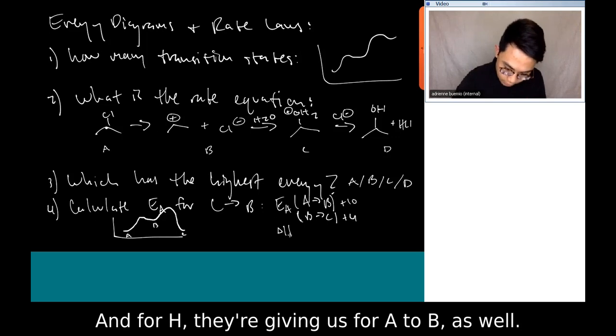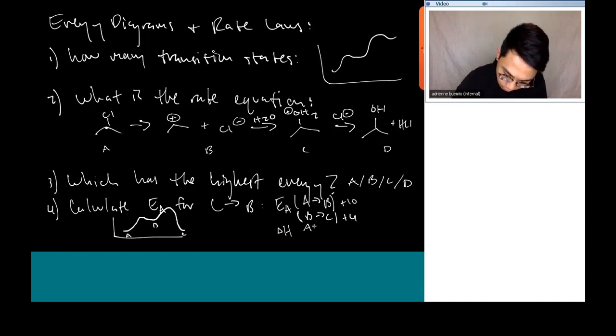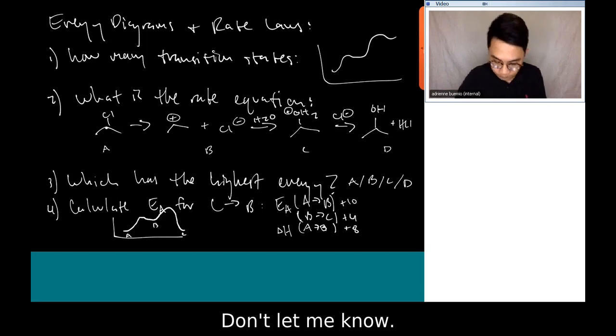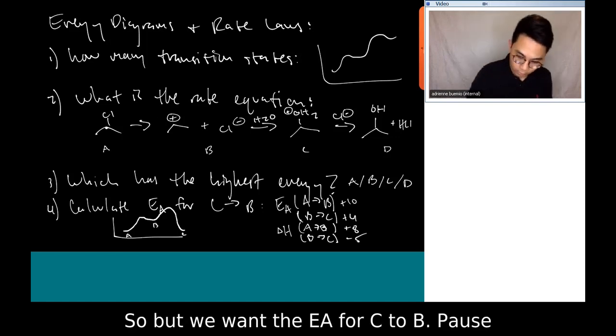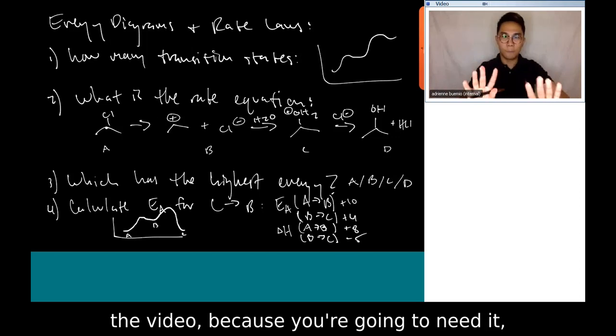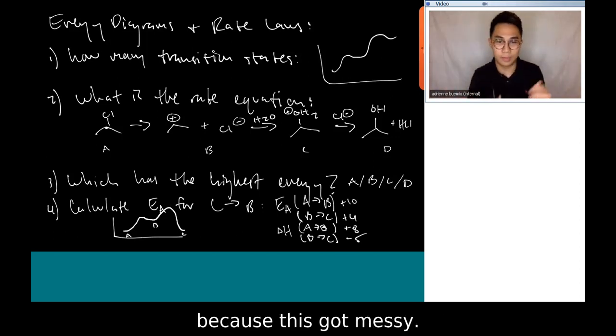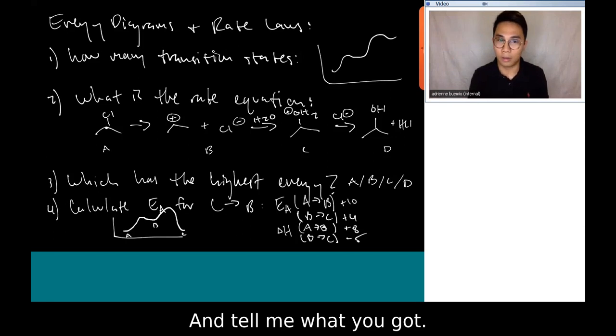And for H, they're giving us for A to B as well. Is this a mess? Okay, B to C is minus 5. Okay, but we want the EA for C to B. Pause the video because you're going to need it, because this got messy, and tell me what you got.